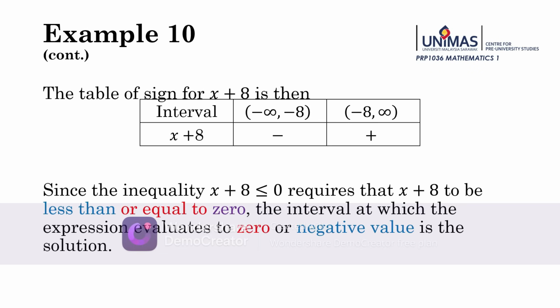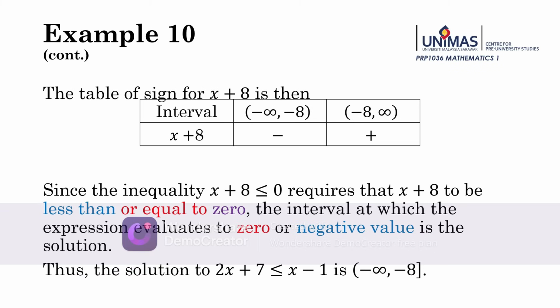Okay, since the inequality x plus 8 is less than or equal to 0, it requires x plus 8 to be less than or equal to 0. The interval at which the expression evaluates to 0 or a negative value is the solution. Therefore, the solution to this inequality is negative infinity to negative 8, with a closed bracket at negative 8.